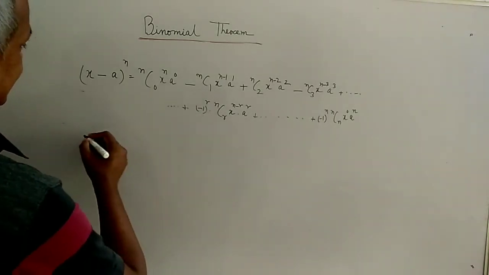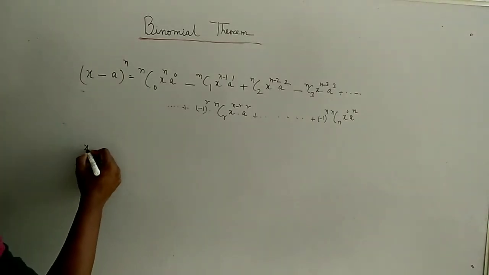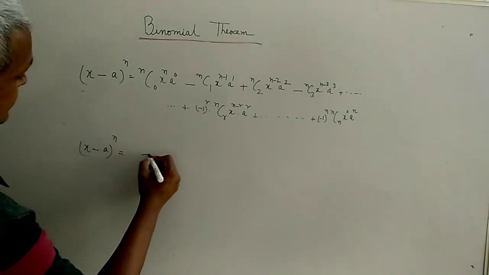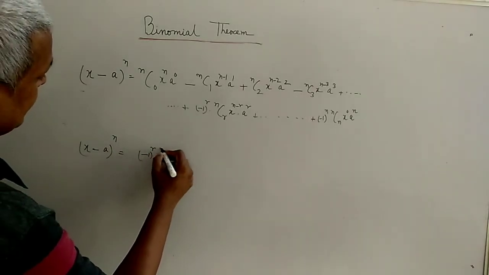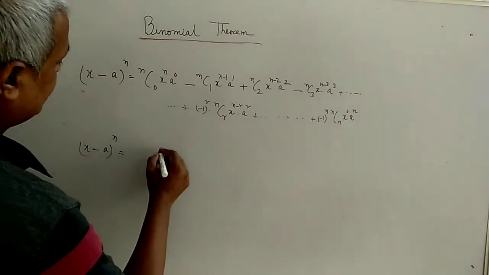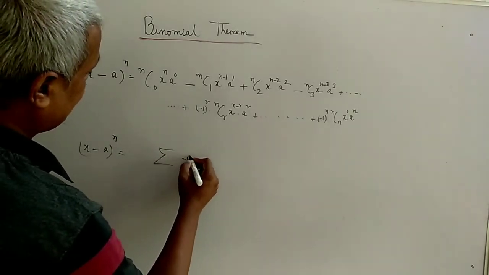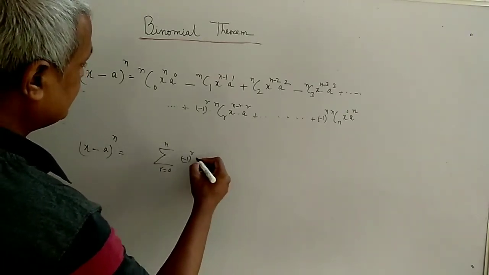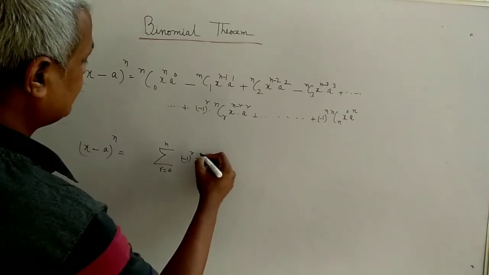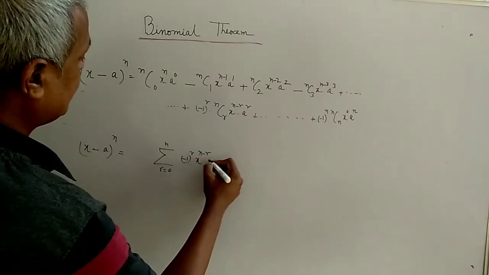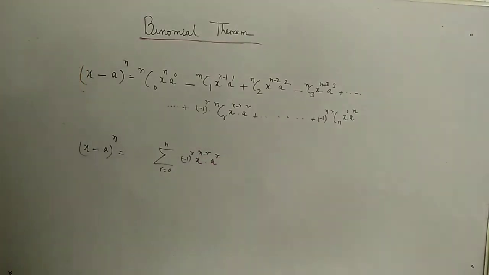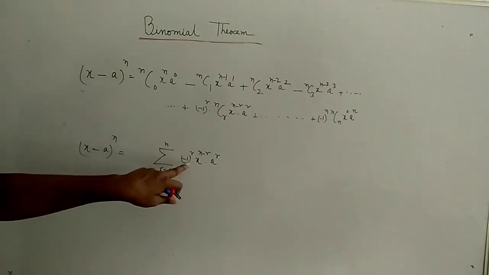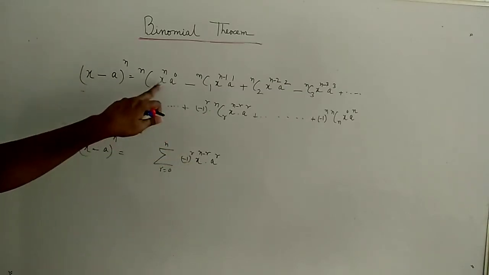Now the general term. First I write the summation form, that is x minus a whole to the power n is the summation of minus 1 to the power r, r from 0 to n, then x to the power n minus r, a to the power r. So if you put r as 0 here, minus 1 to the power 0 is plus 1, and then x to the power n.